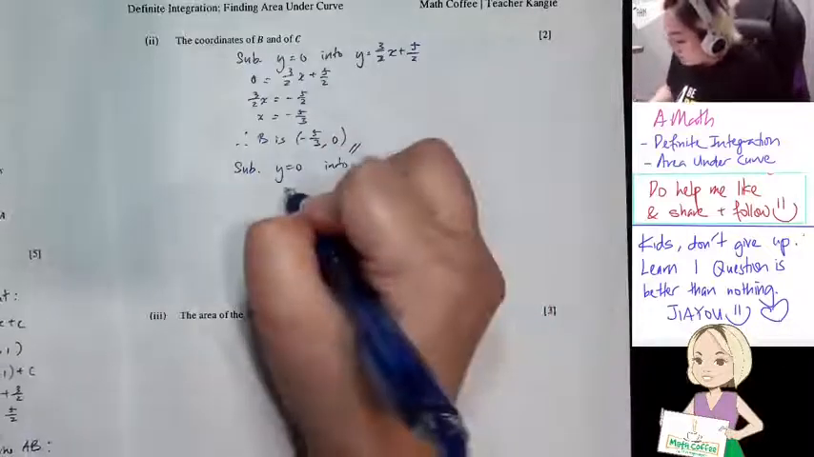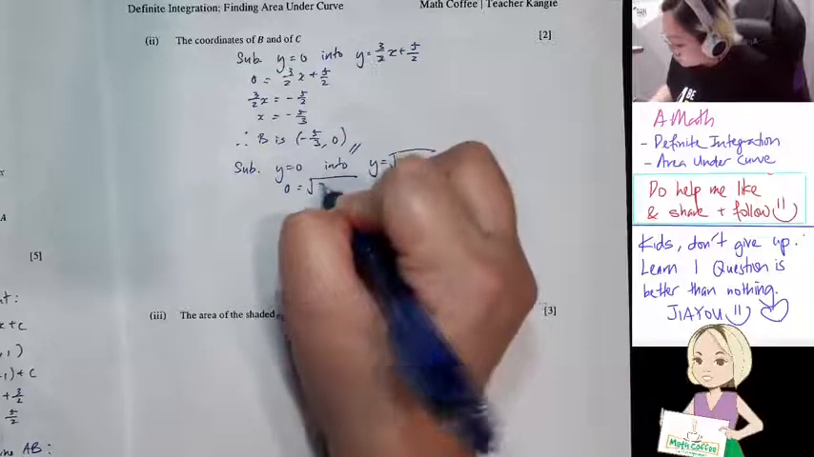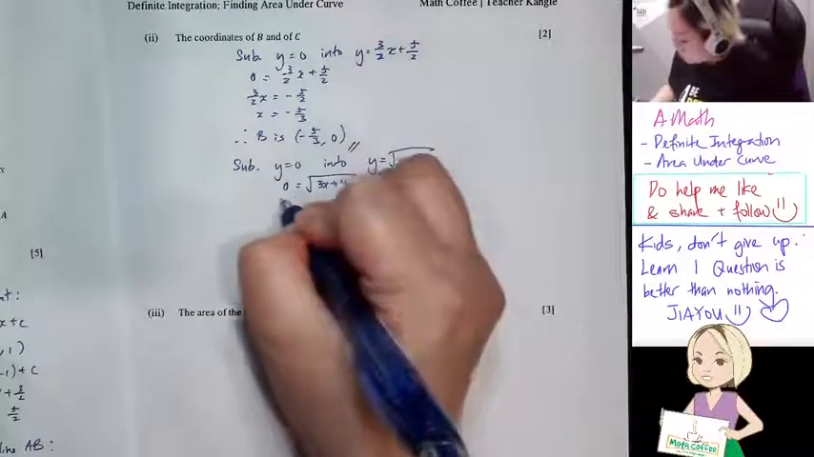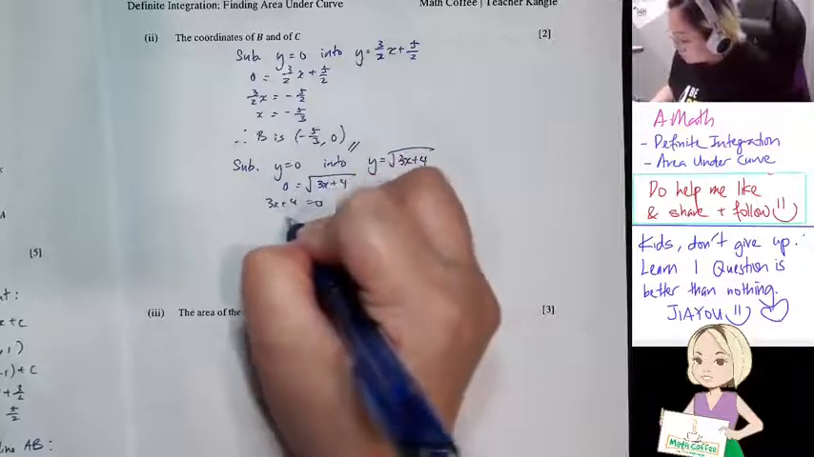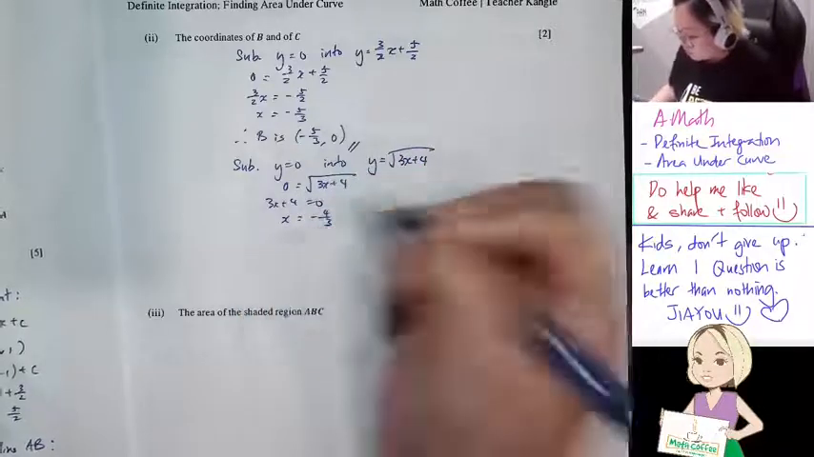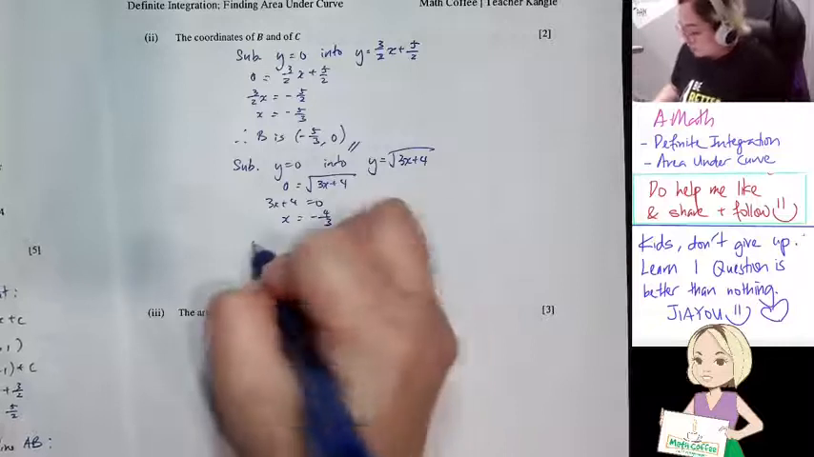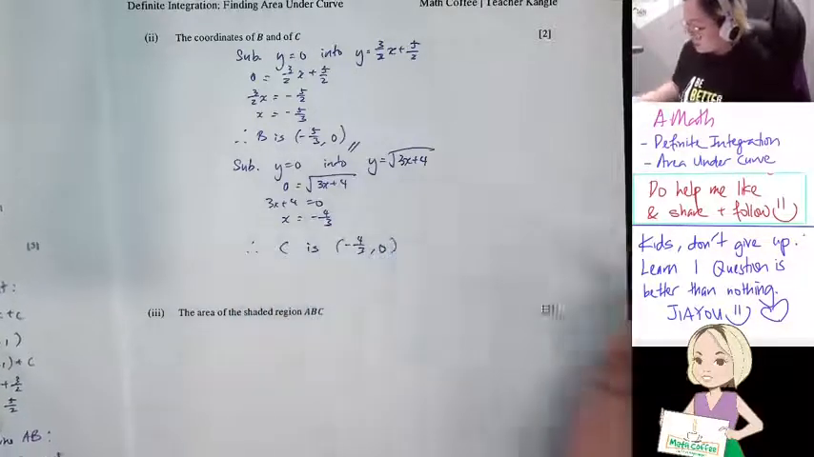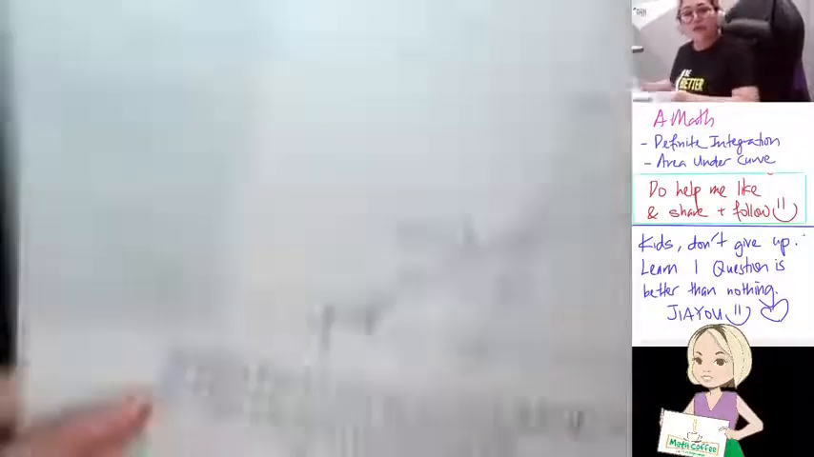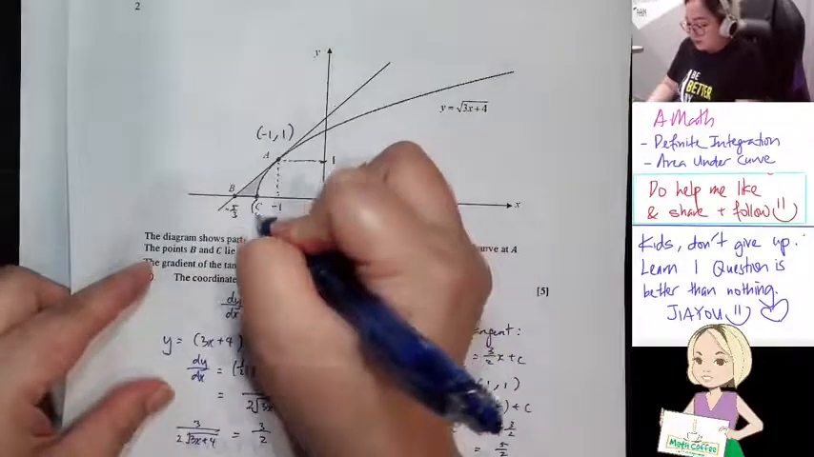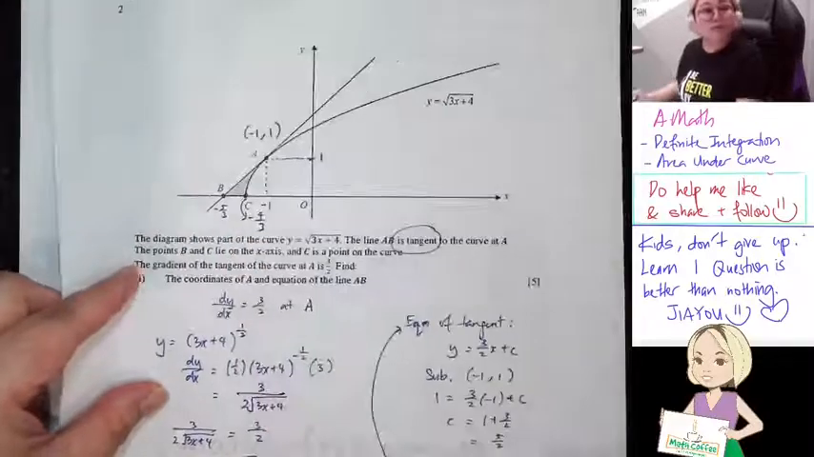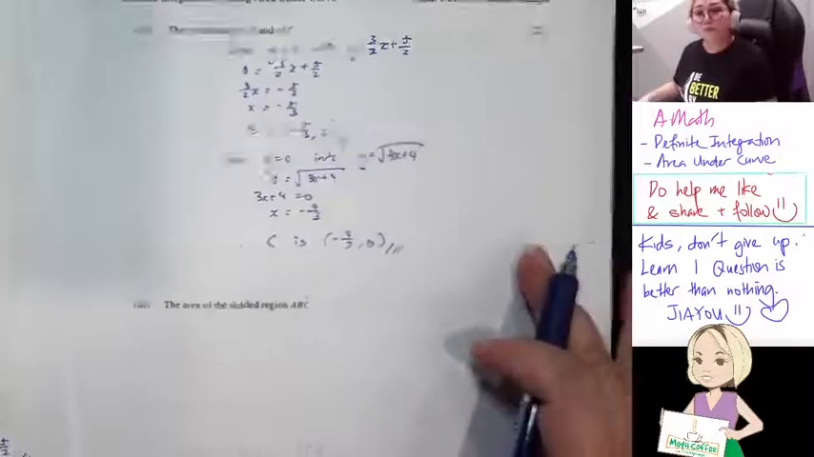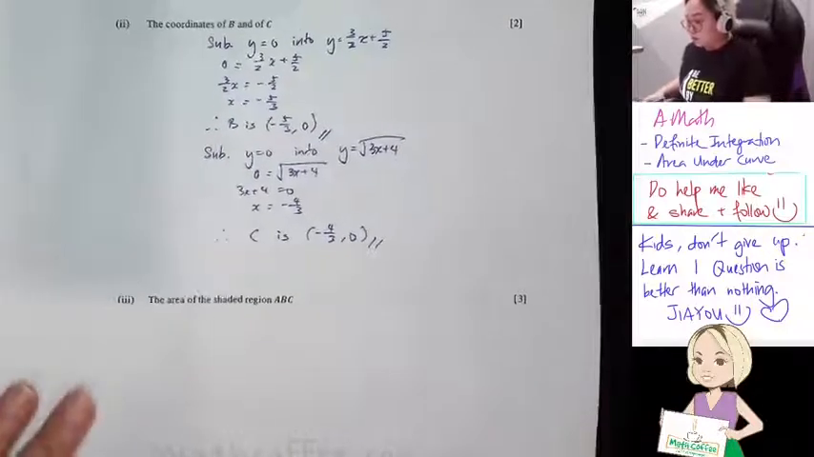So this one will become 0 equals to square root of 3x plus 4. Square both sides. Square 0 is still 0. So I have 3x plus 4 equals to 0. x equals to minus 4 over 3. And now I know my C is minus 4 over 3, comma 0. So again, go back to my diagram. Go and update. This C is negative 4 over 3. Okay? So we have all the critical points.